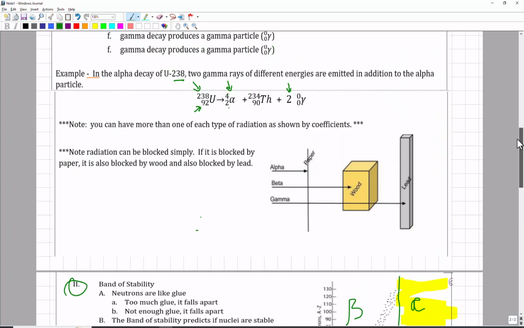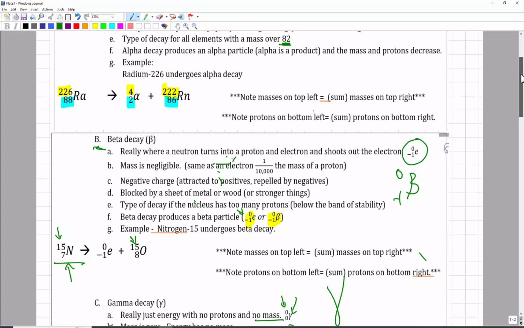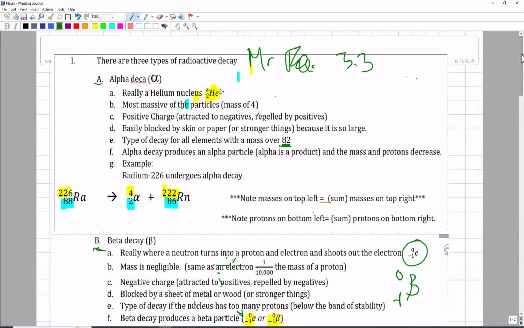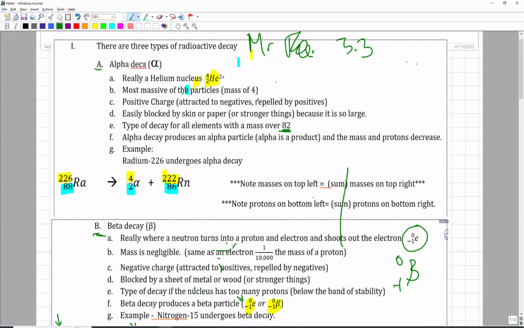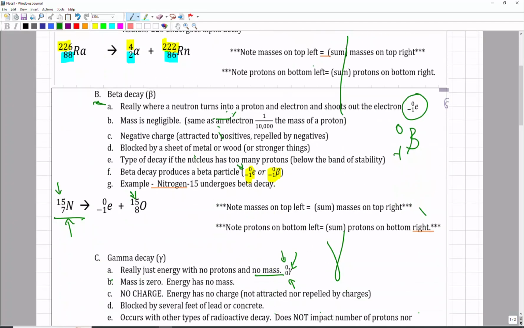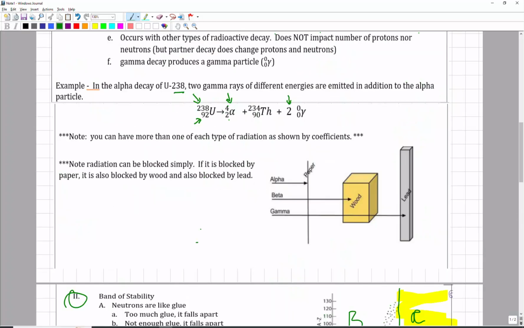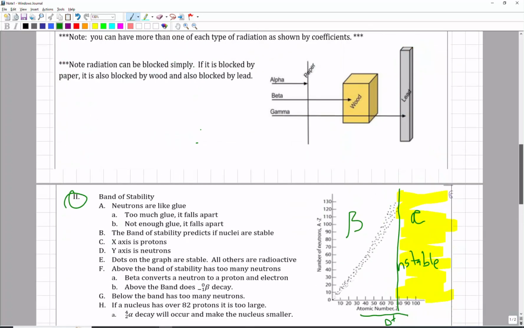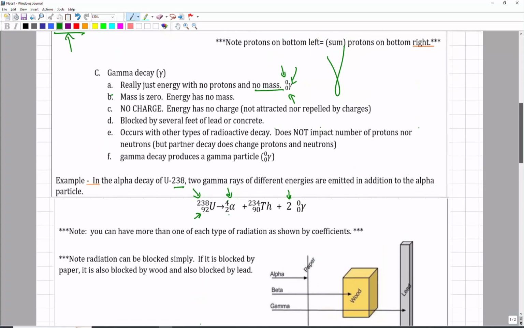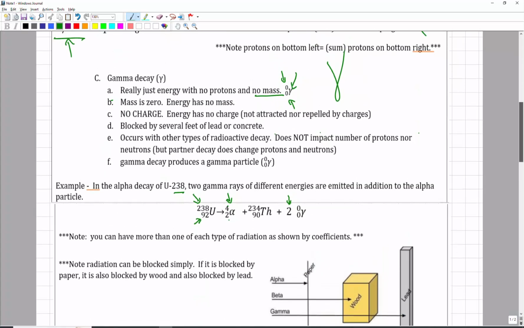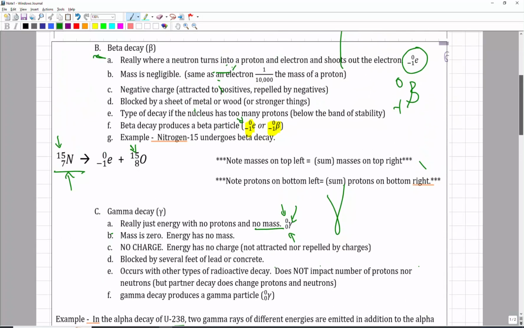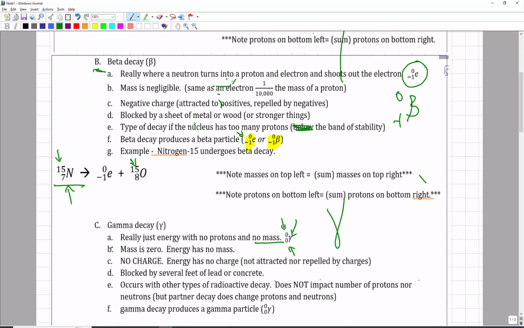So I'm going to come up here and fix it. I guarantee you, your quiz question is going to be, what mistake did I make on my podcast? So let's see here. Where'd beta go? Beta decay produces a beta particle, and this is below the band of stability, so it's going to be above. Oh, where did it go? Above.